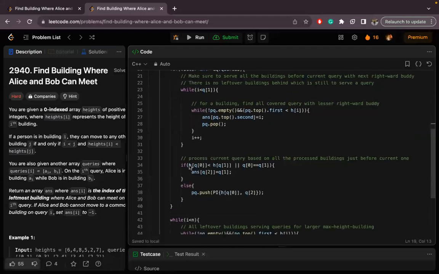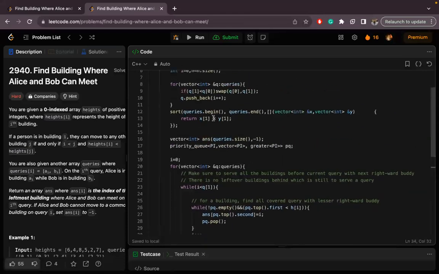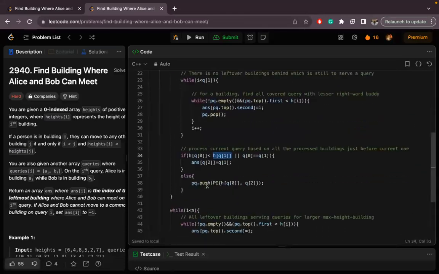Yeah, you can see it here, right? So in case the second one, like Bob, is at a higher value, obviously the index of Bob is larger because we have already sorted, right? So the index of Bob is already larger, and the height of Bob is also larger. In that case, they both can meet at Bob's location. So that's why here we can directly keep the answer.